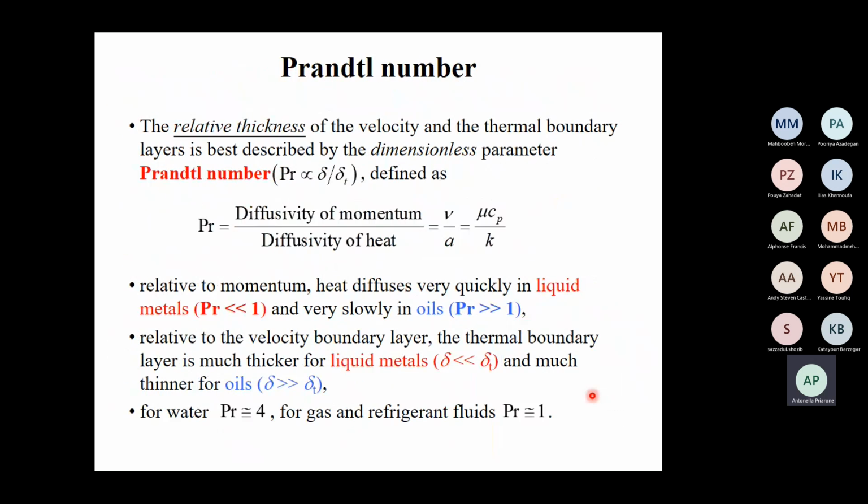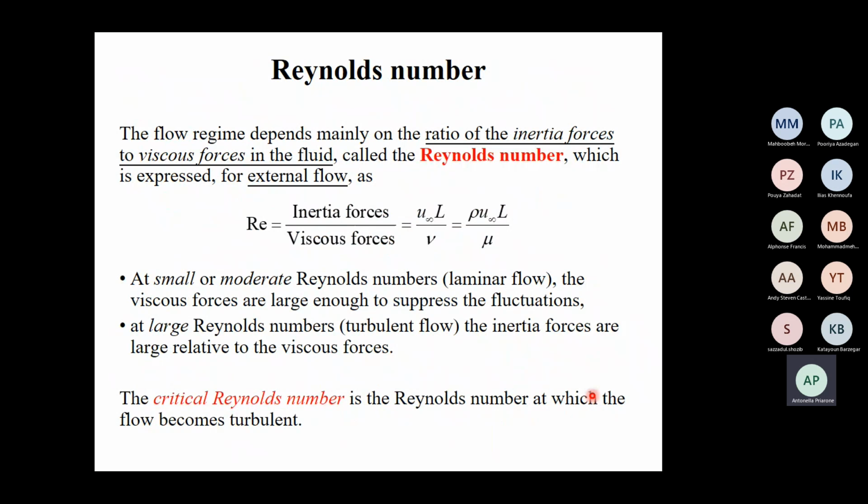The number that finally allows us to quantify if a regime is laminar or turbulent is the Reynolds number. As you know, I define the Reynolds number as the ratio between the inertia forces and the viscous forces. To calculate it, it is the undisturbed velocity multiplied by the characteristic length of the phenomenon divided by the kinematic viscosity. Or I can introduce at the numerator the density and at the denominator the dynamic viscosity, it is the same. Obviously it has no units because it is a dimensionless number.